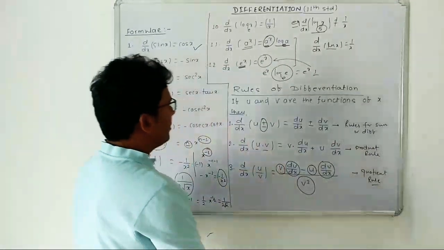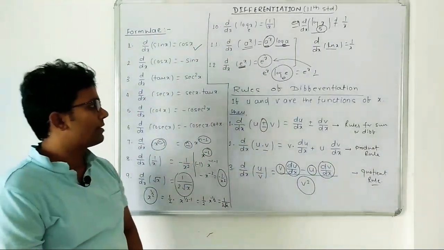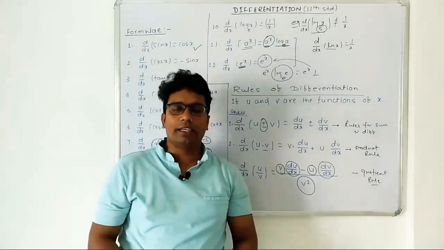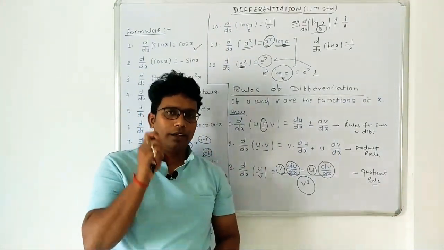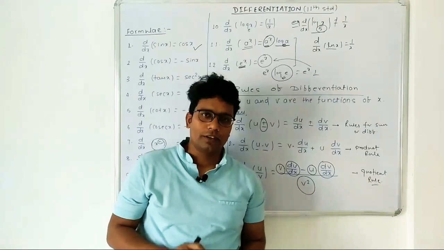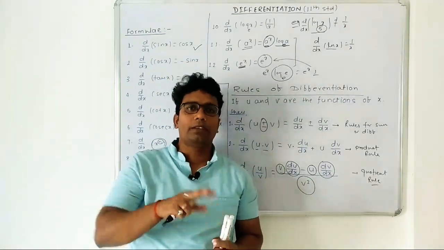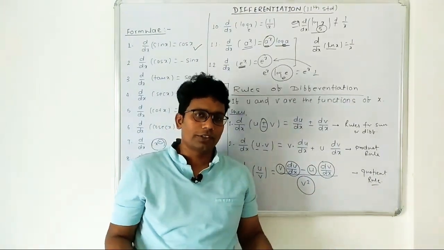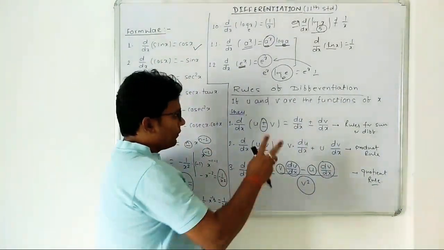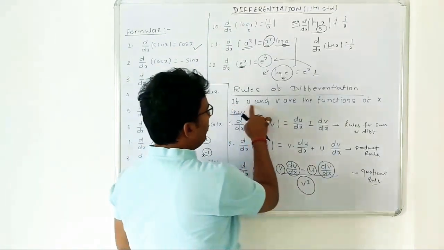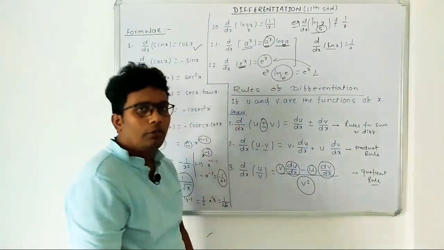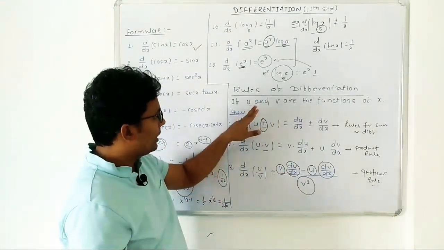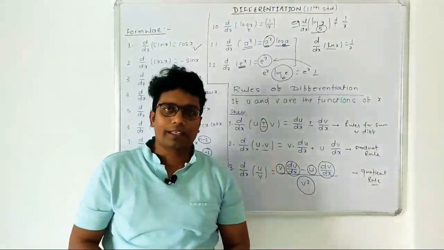Next, we are talking about some rules of differentiation. There are certain rules that we have to follow while differentiating the function. Keep it in mind, it is not necessary that always the function will be a single function, right? It may be a product of two functions, quotient of two functions, or sum or difference of two functions, right? So first of all, we are assuming that u and v are functions of x, right? We are taking the derivative with respect to x, so that is why we are assuming that u and v are functions of x, correct?